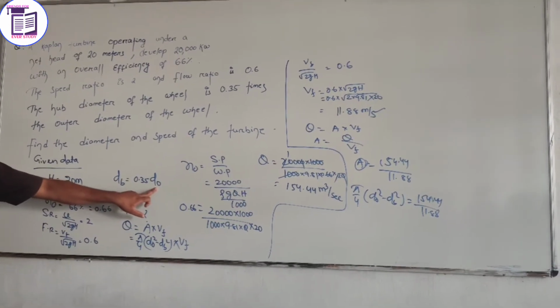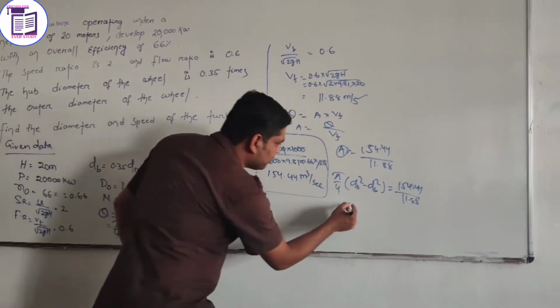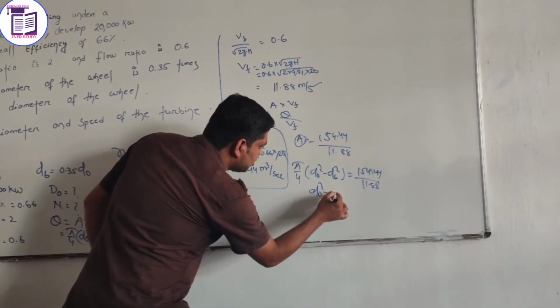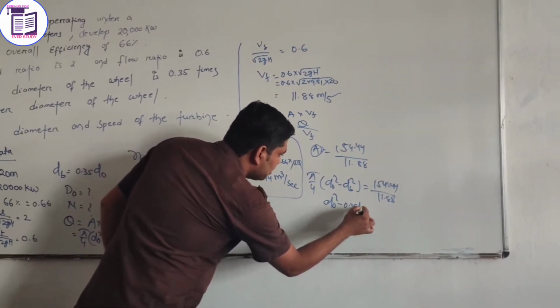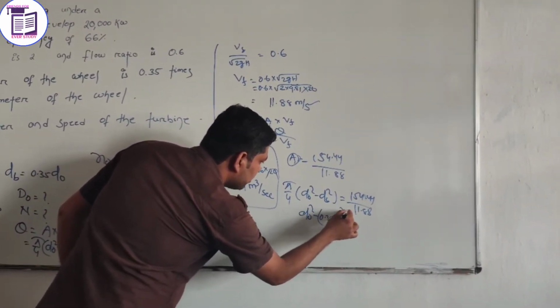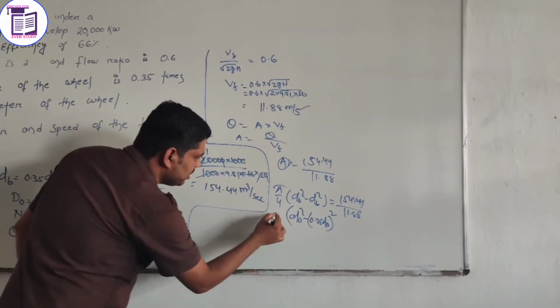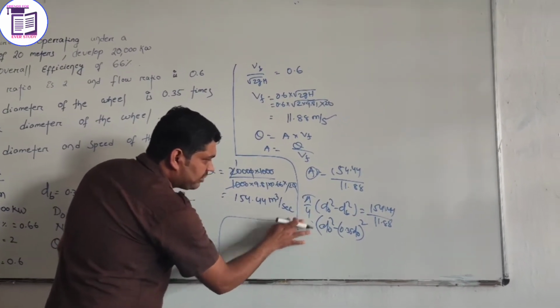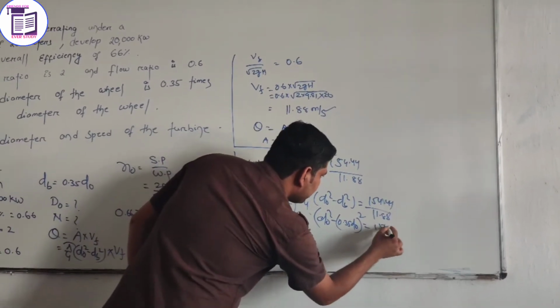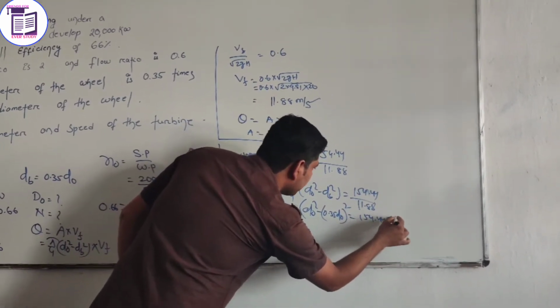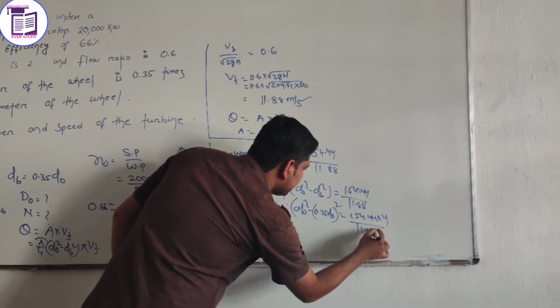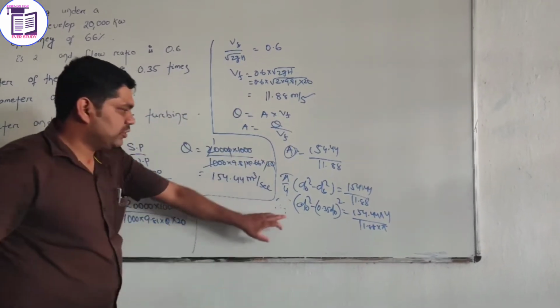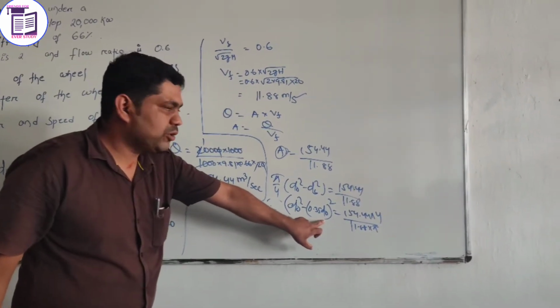Another relation is given in the data, that is D_h is equal to 0.35 D_o. So you put the value of D_h here: D_o square minus 0.35 D_o square, that is pi by 4. Also you can multiply the pi to the other side. You can write 154.44 into 4 by 11.88 into pi is equal to D_o square minus 0.35 D_o square.